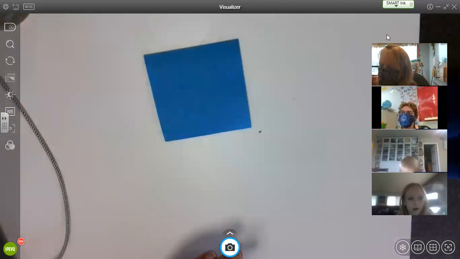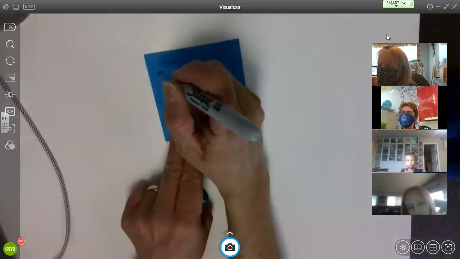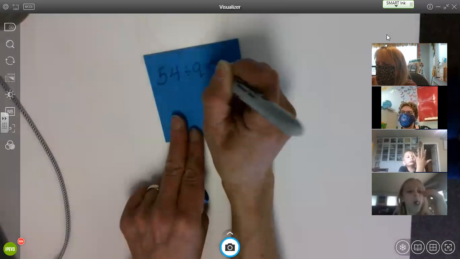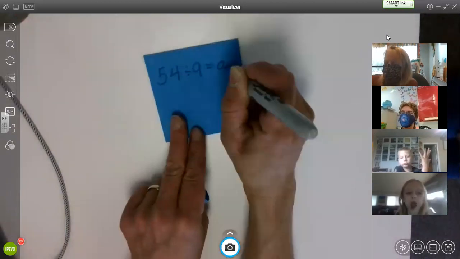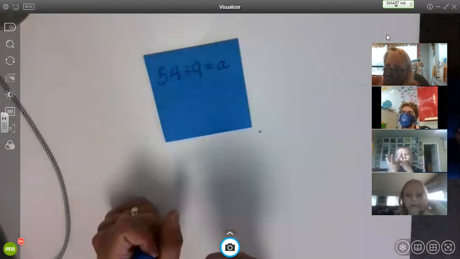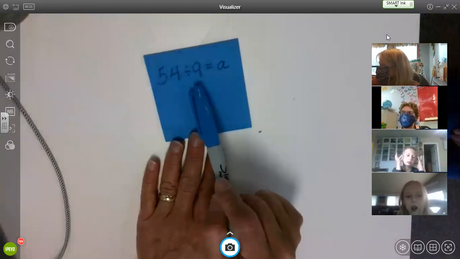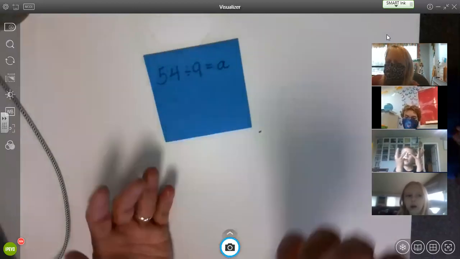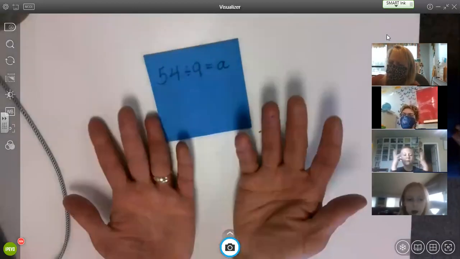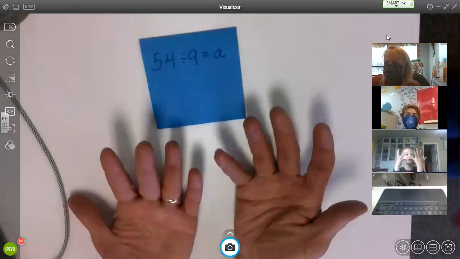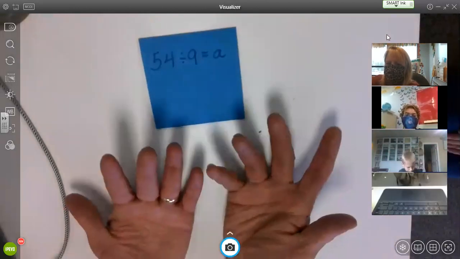54 divided by 9. Now, the only way this works, and we're going to use a variable, A, is if the divisor is 9, right? That's because it's still the nines trick. So who can tell me, and is there anyone at home that wants to, Mrs. Harrison, tell me how to solve this problem using the nines trick?